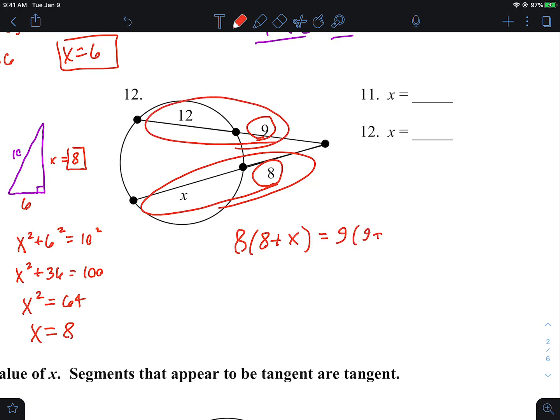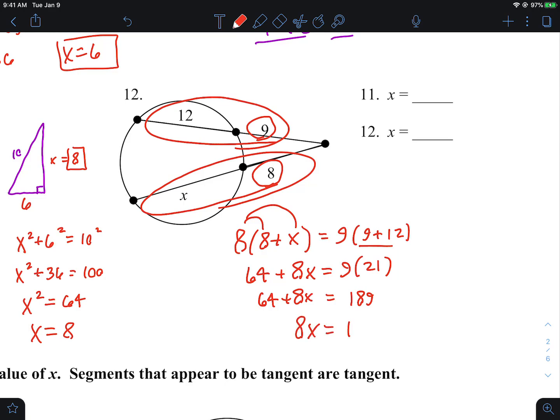So 9 times 9 plus 12, or you could call that 21. Over here, I'm going to go ahead and distribute this guy here, 64 plus 8x. Over here, you can technically add those first, so I'm going to do 9, and then that should be 21. 9 times 21, let me grab my calculator. Apparently 189. Okay, and then I'm going to go ahead and subtract 64 from both sides. That'll be 8x is 125.